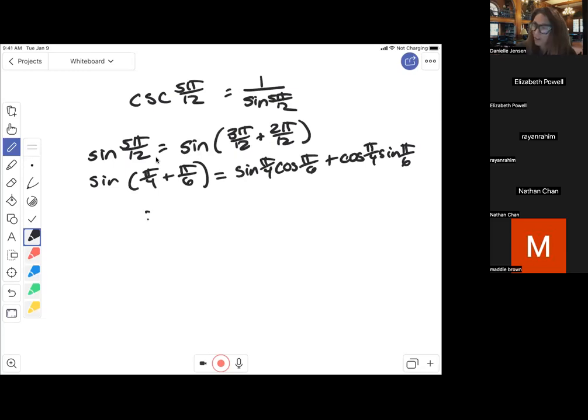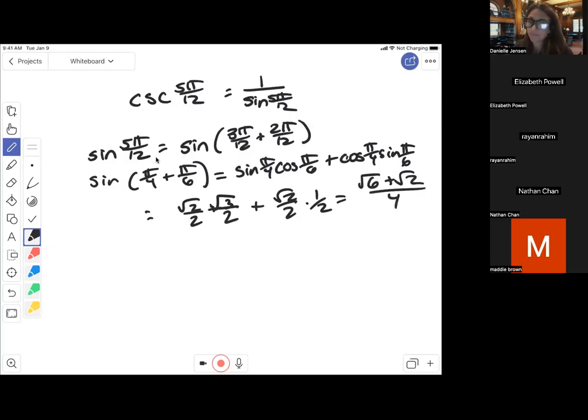Honestly, the hardest part, once you realized you had to take the sine and then flip the answer, is the simplifying in algebra. So we've got root 2 over 2 times root 3 over 2 plus root 2 over 2 times a half. So the sine is root 6 plus root 2 over 4, and that's the ratio of sine of 5 pi over 12. That means cosecant of 5 pi over 12 would be flipping that: 4 over root 6 plus root 2.